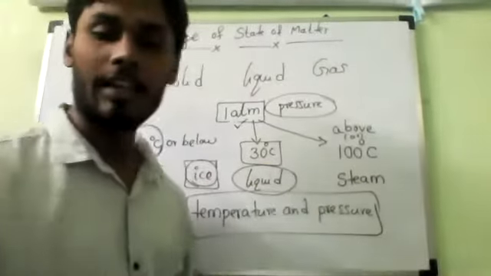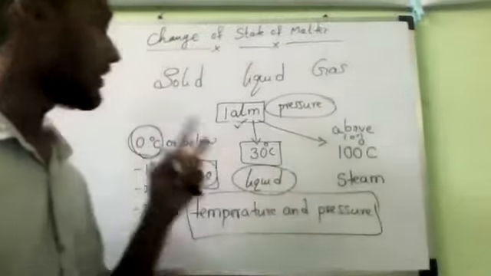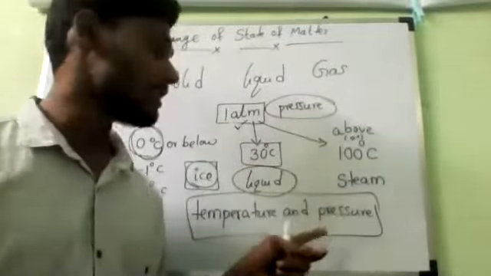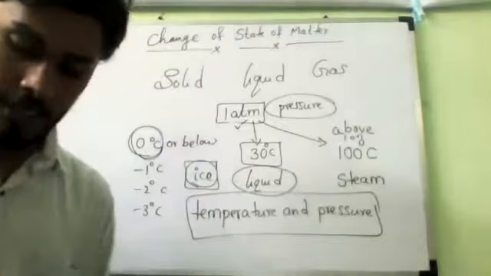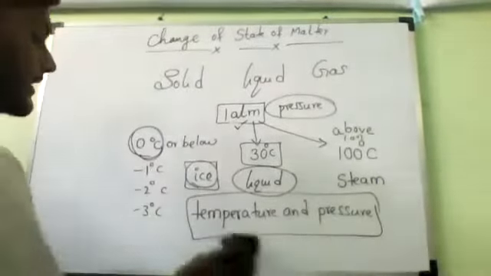Understand, if you want to decide whether a given substance is a solid, a liquid or a gas, two factors decide it. One is temperature, and the other one is what? Pressure. Now let us see how. Shall we start a little bit of in-detail discussion?